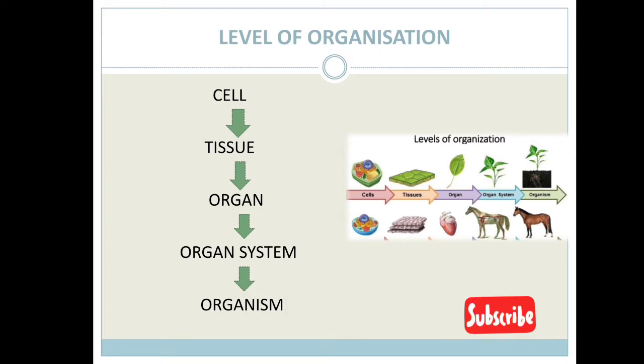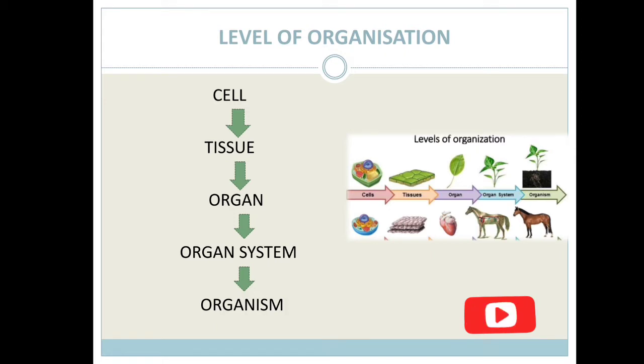So you see, there are different levels of organization. The main basic level is the cell. The cell is known as the basic unit, or we can say the structural and functional unit of all living organisms, and a group of cells makes the tissue. When a group of tissues perform the same function, they form the organ, and many organs functioning together make the organ system. And many such organ systems constitute the whole living organism.